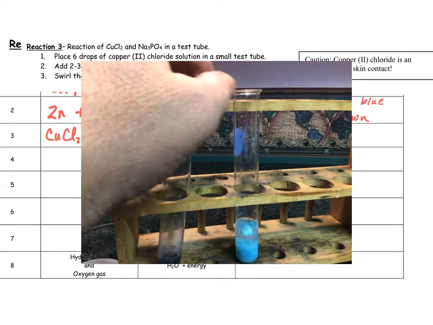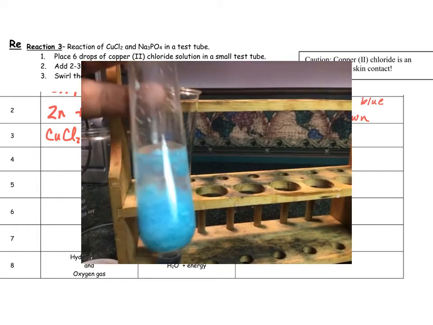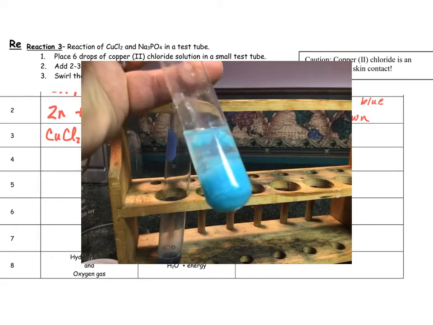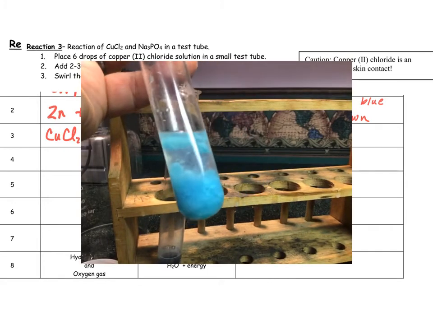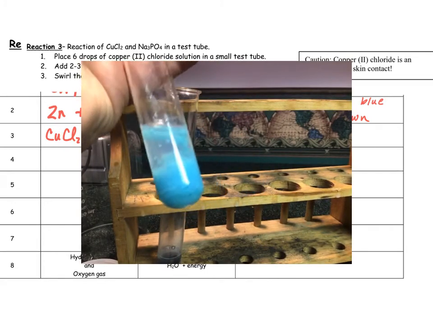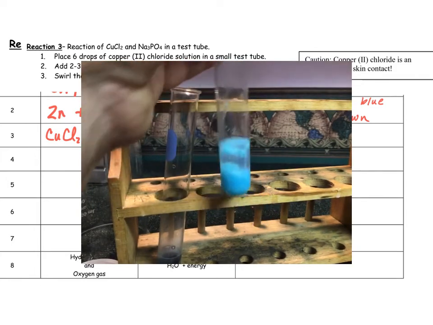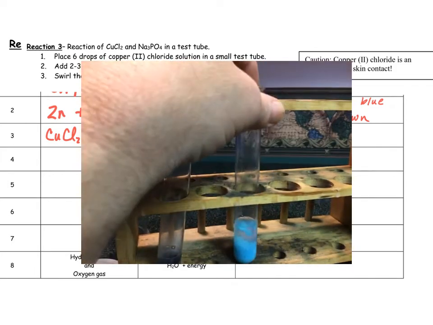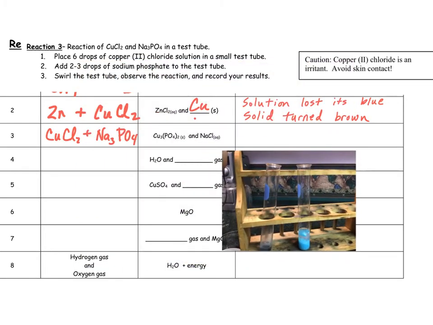Now the test tube has been sitting for a little while. Let's take a look. I added a little more sodium phosphate to it, and it looks like we got some sort of a solid that has sunk to the bottom of the test tube, and the liquid has turned clear. So that solid material is our copper phosphate.